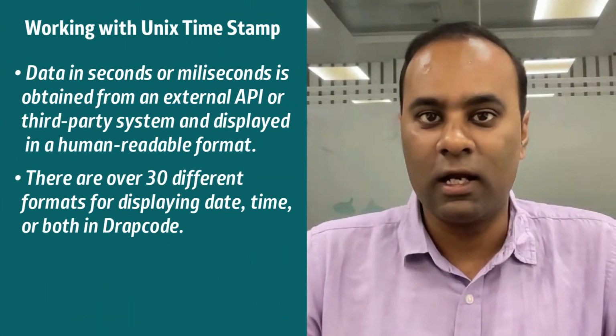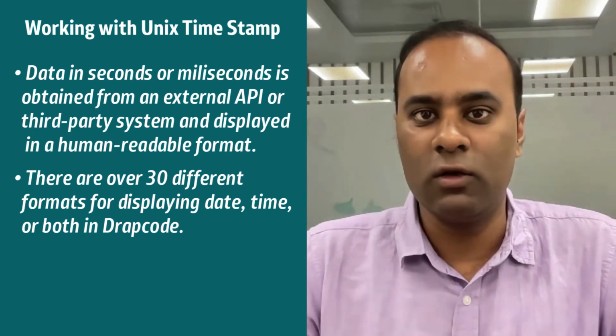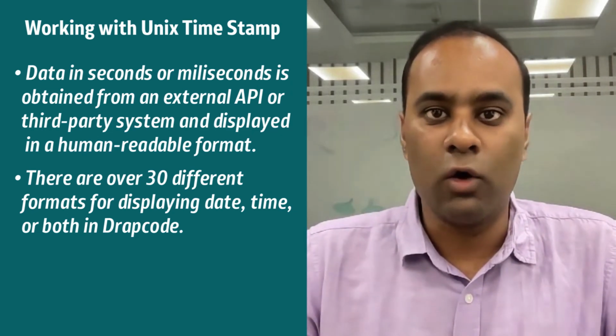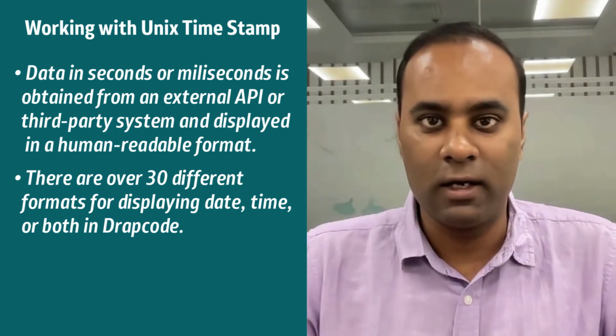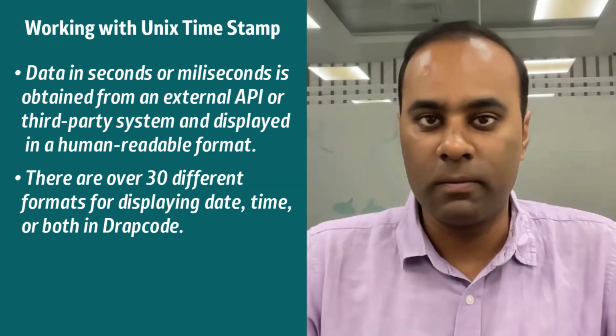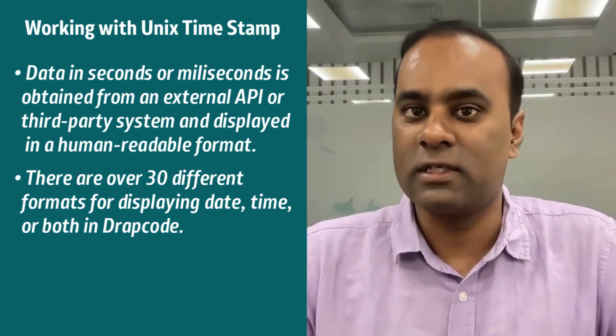In this video, we will understand how to work with Unix timestamp. There are several scenarios when the data coming from some third-party REST API is in Unix timestamp format, and you want to display it in a human readable format. We'll see how that can be done in Trapcode, where you take the data in seconds or milliseconds from some external API or third-party system, and display it in the formats supported by Trapcode.